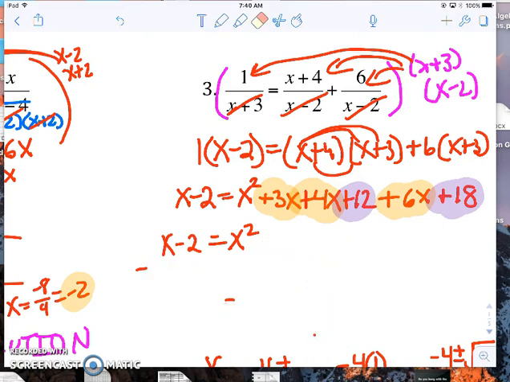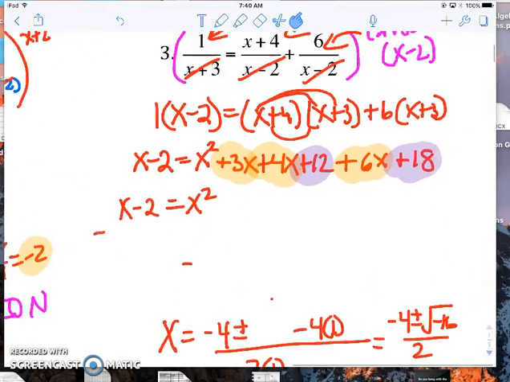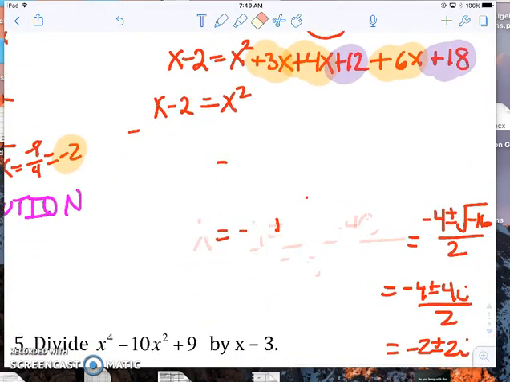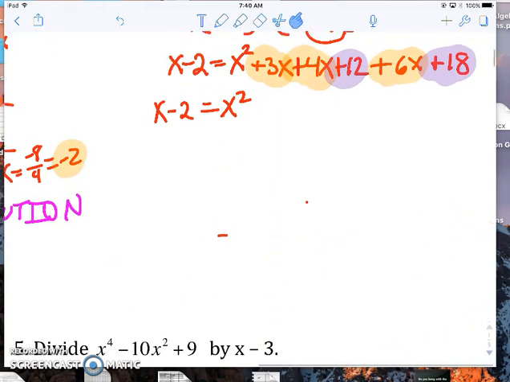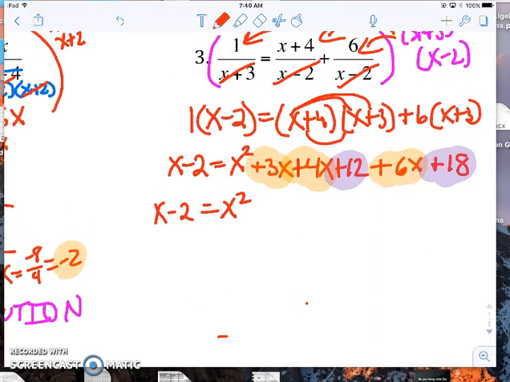So let's see. Got x squared. What would we have there? 13x plus 30. So minus x and plus 2, minus x plus 2.